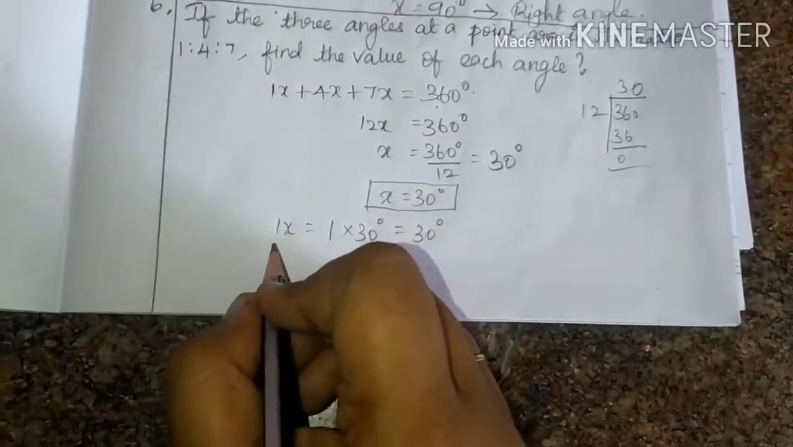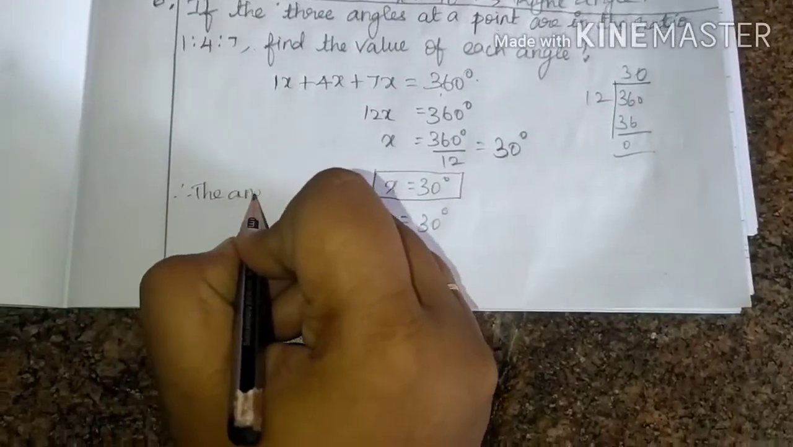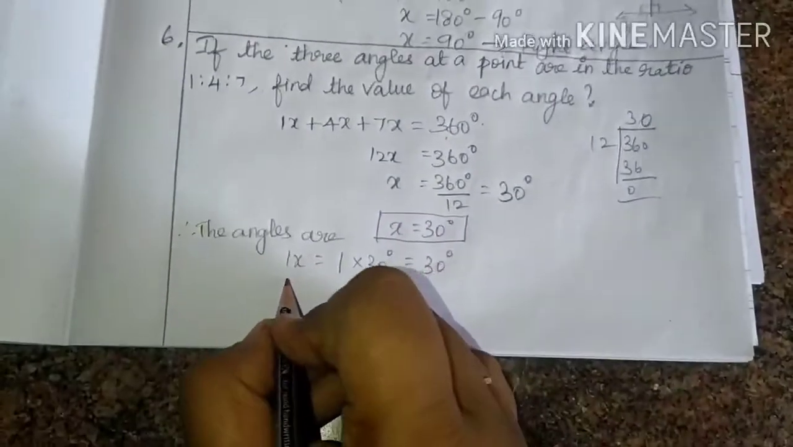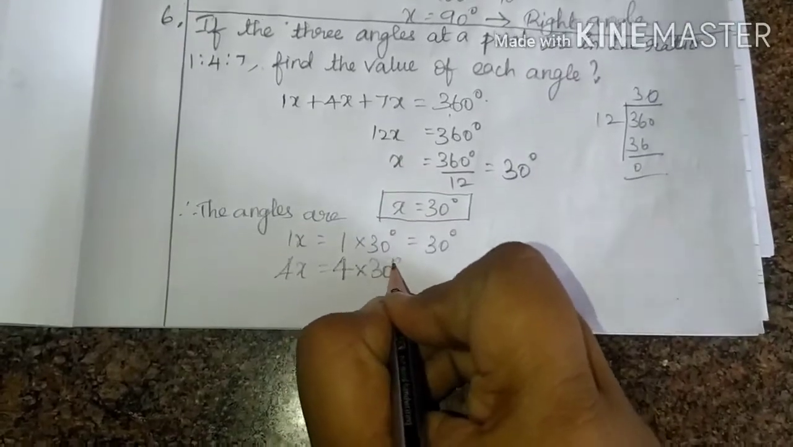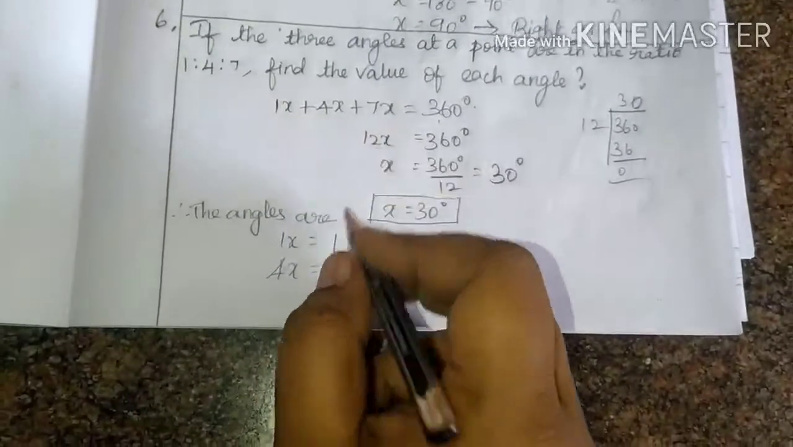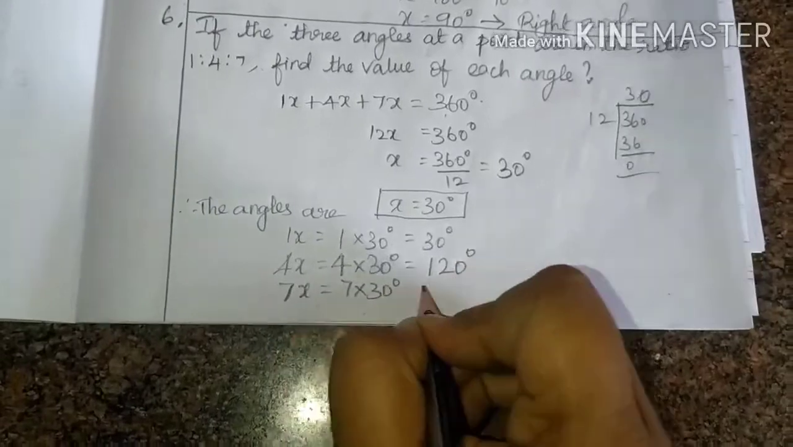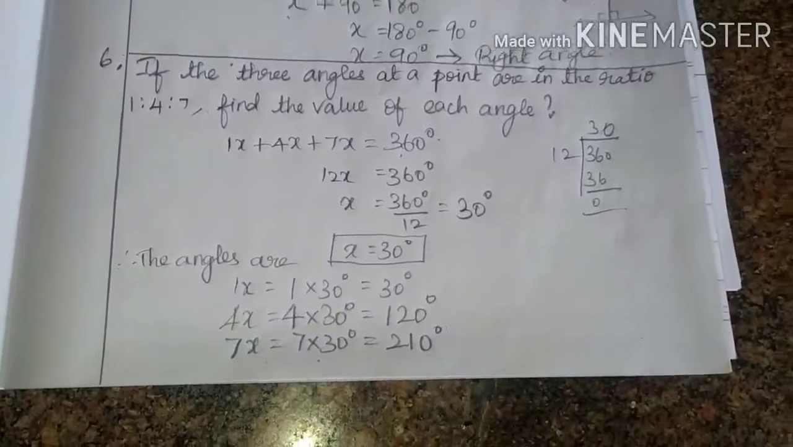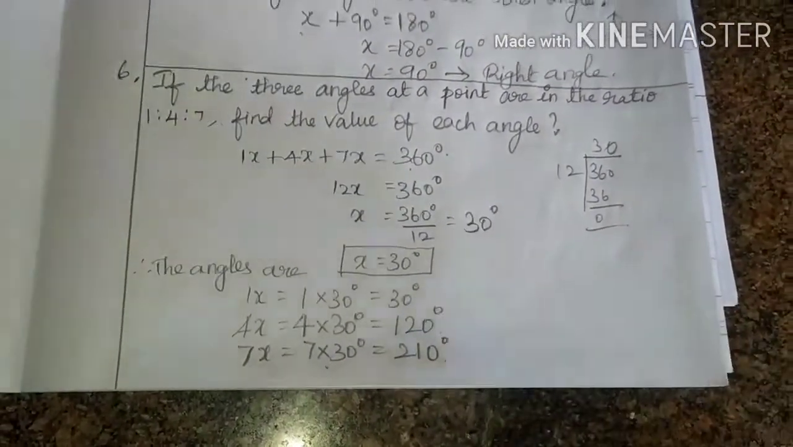First one. Okay, second, therefore the angles are, you write it here. Next is 4x equal to 4 into 30 degree, 4 3s are 12, so you will get 120 degree. Next finally 7x means 7 into 30 degree, 7 3s are 21, so you will get 210 degree. Therefore the 3 angles are 30 degree, 120 degree and 210 degree.